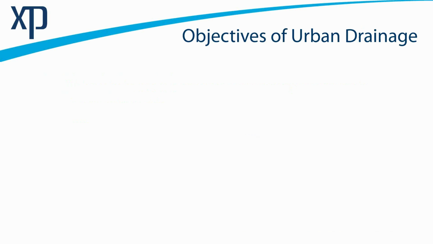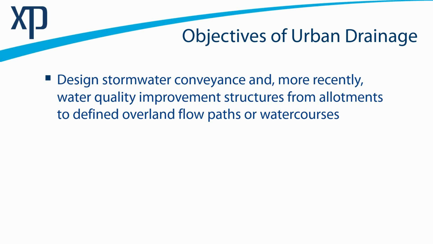So what are the objectives of urban drainage? Well, primarily, we want to design stormwater conveyance and then, more recently, water quality improvement structures, from allotment scale developments through to defined overland flow paths or water courses. That's quite a broad statement, but it does cover what this particular webinar is all about.